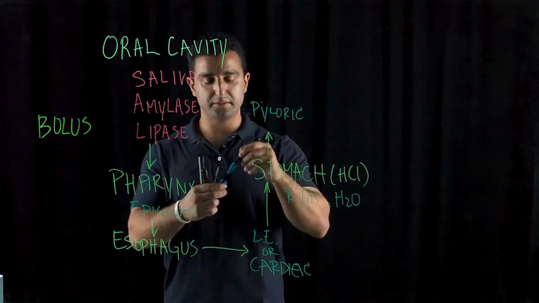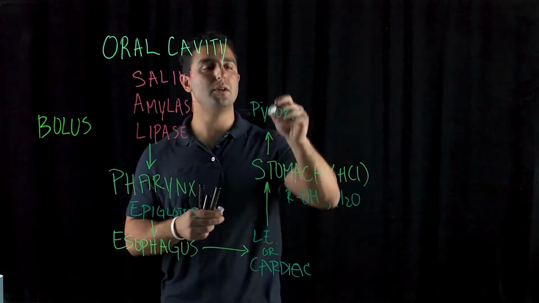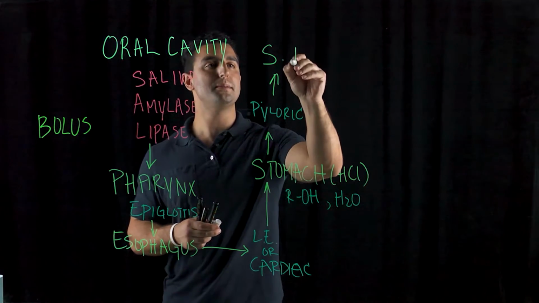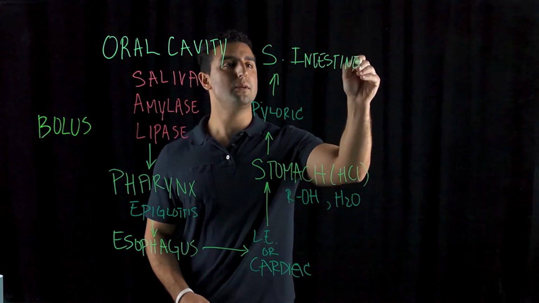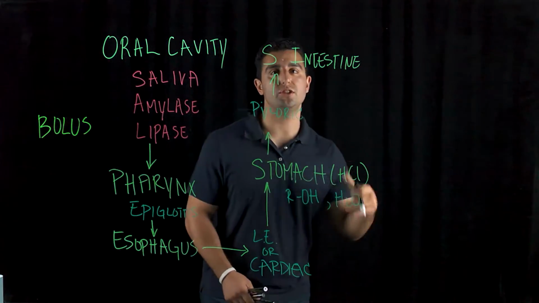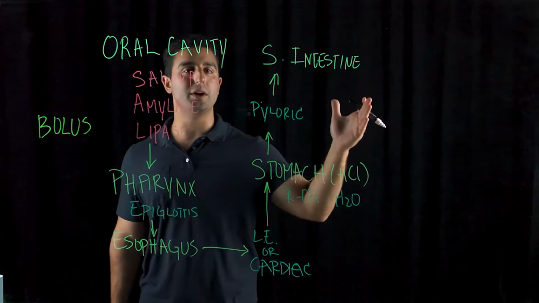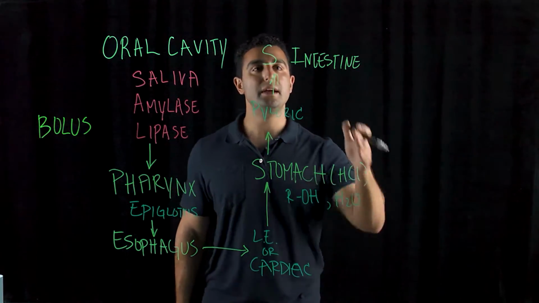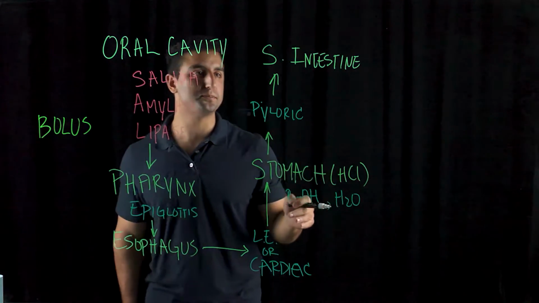So from the pyloric sphincter, now we enter the small intestine. The majority of further digestion takes place in the small intestine. The small intestine is divided into 3 separate sections. You have the most proximal region to the stomach, which is the duodenum. Then you have the jejunum, and eventually you have the ileum. In the duodenum, the majority of absorption and digestion takes place.